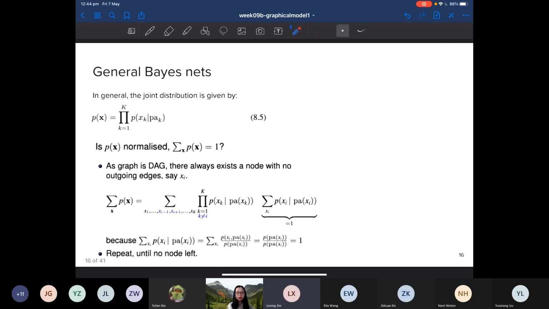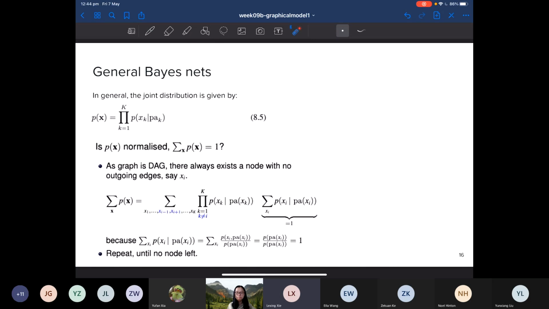So you may ask, if we just write out the probability in this way, is P of X properly normalized? Because we've hinted from Monday's session or the sampling session that a lot of times P of X is not properly normalized and we can only evaluate it up to the normalization. The good news with DAGs or Bayes nets is that this is actually properly normalized, because of the sum rule.